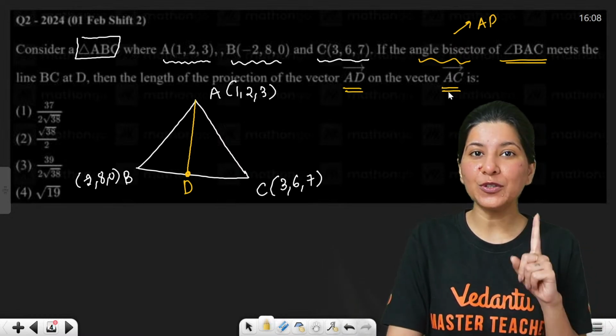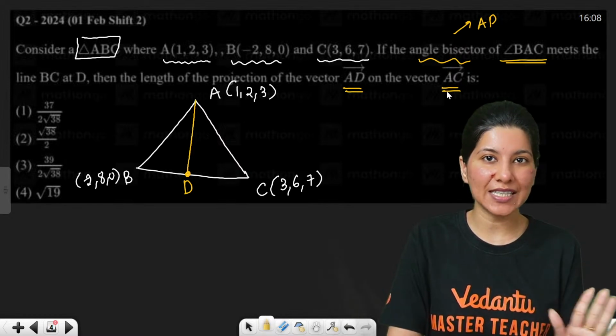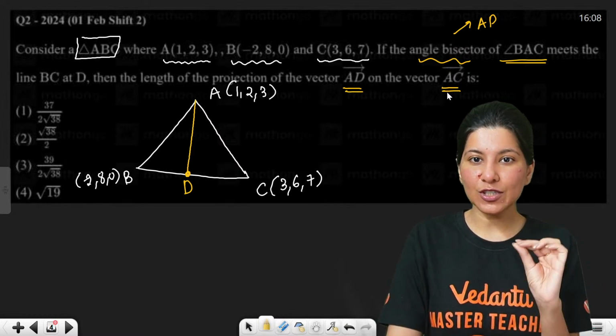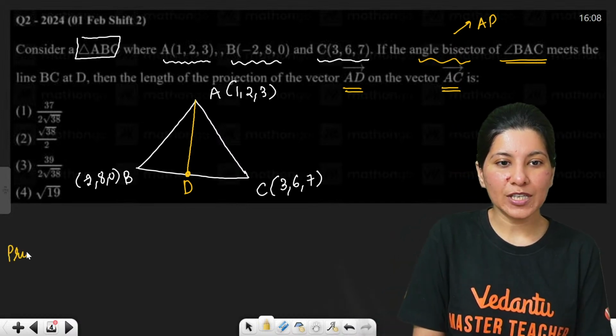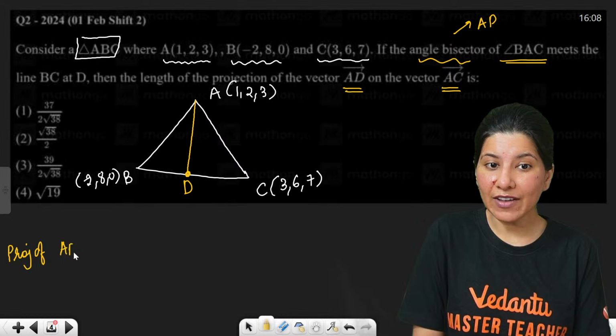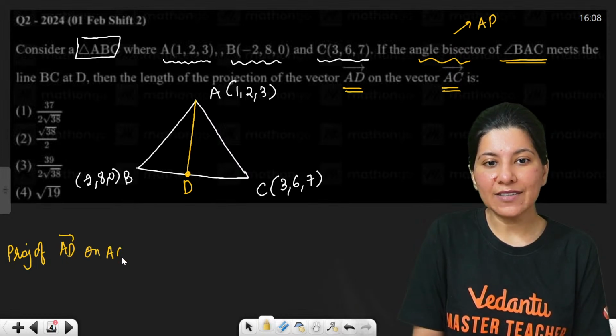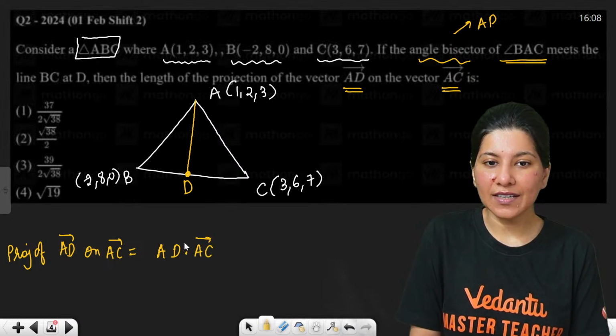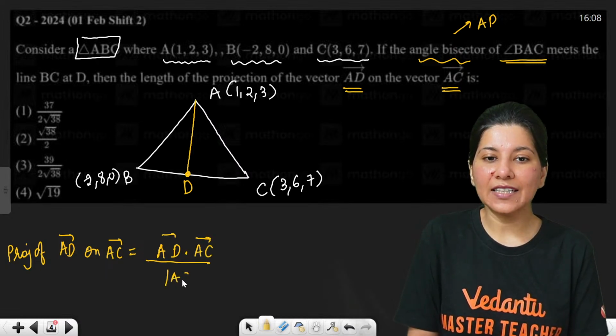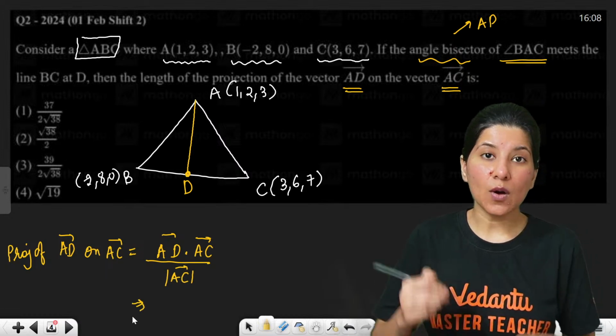I have already told you while teaching you vectors in the road series that projection is really important. Now, the projection of AD vector on AC vector is AD dot AC upon the magnitude of AC. So now what do we want?